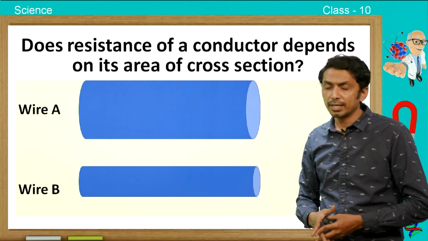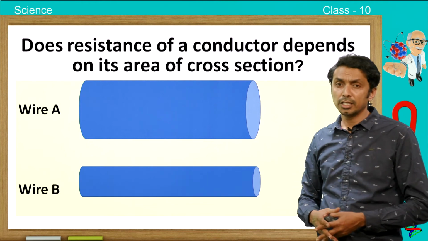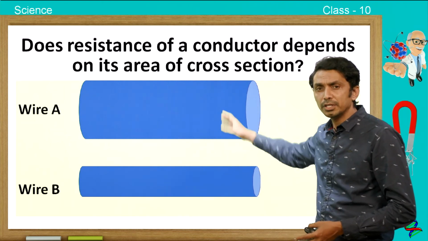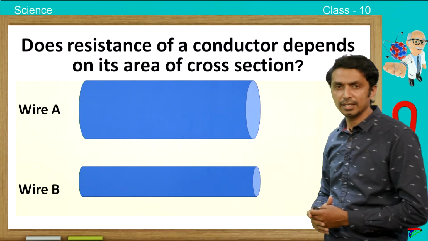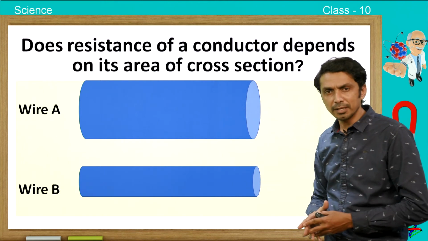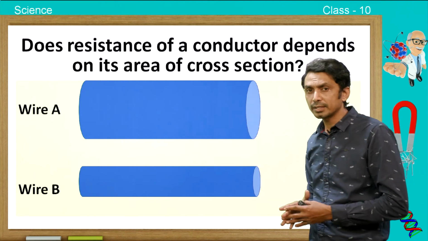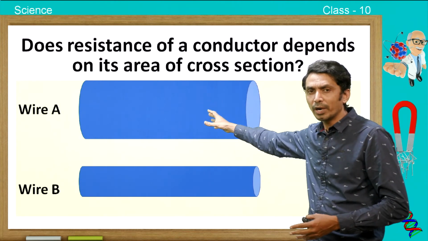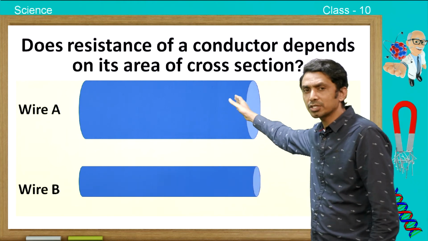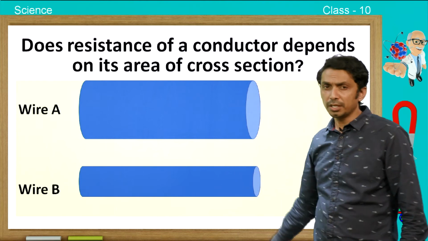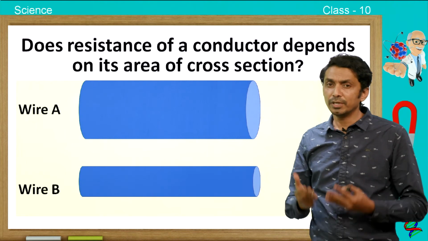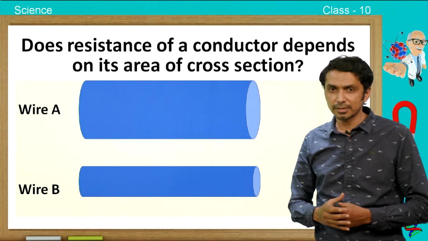Children, here is a question. Does the resistance of a conductor depend on its area of cross section? As you can see, these two wires are made of the same material, and what about length? Are they the same? Yes, the length is also the same. What is different in these two wires? Yes, wire A is thick whereas wire B is thin. So that means the area of cross section is more. My question is, if two wires are made of the same material, will the resistance vary in this case? What do you think, children?